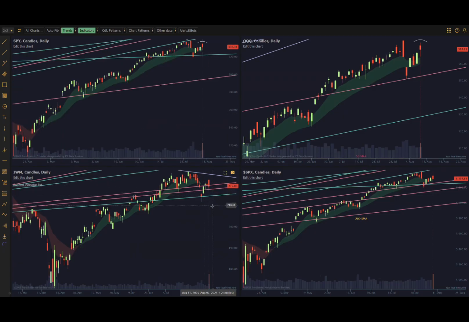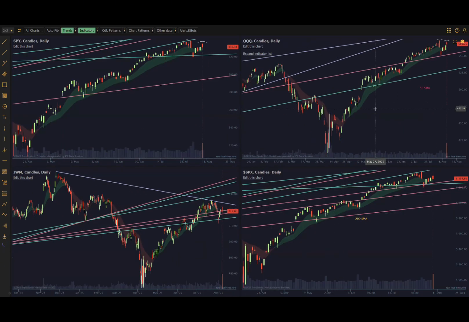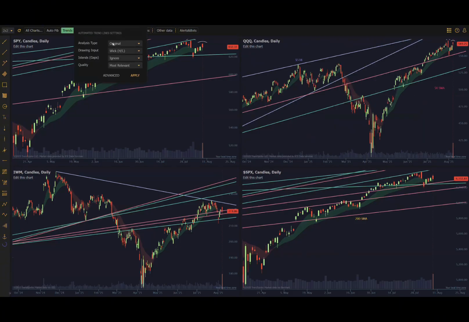Let's see what we got. Again, you can use this and just double click the ones that you like. Let me change it up a little bit. Let me try standard.